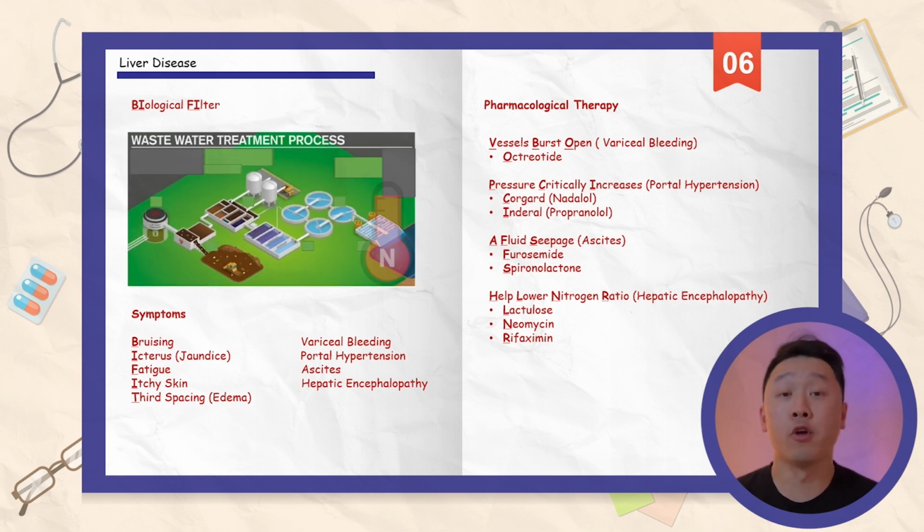So in order to help lower nitrogen, think about hepatic encephalopathy. So lower nitrogen ratio: L for lactulose, N for neomycin, and finally R for rifaximin.